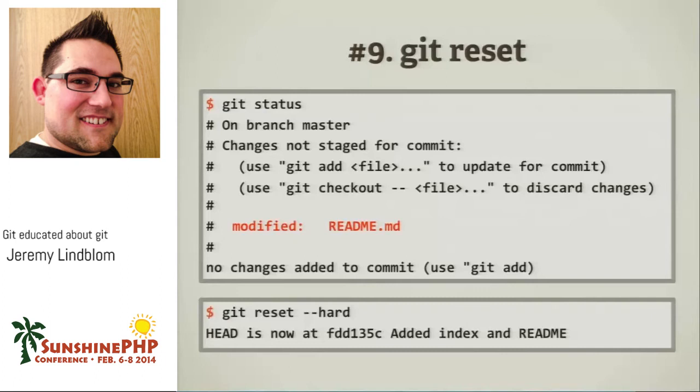And you can actually also, with different parameters, stage only parts of a file. Like if you made a bunch of changes in a file, and you're like, oh, but I only want these lines to be included in the next commit, you can actually stage just that part. So you can do cool stuff like that too.